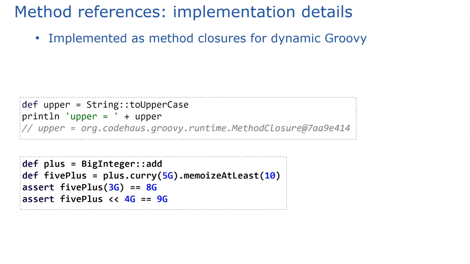The nice thing about that is I can use BigInteger double colon add, and then I can use all of Groovy's closure methods on that. I can go .curry, .memoize, and so on with that method reference, which you wouldn't be able to do in Java. The flip side is that Java would have a more efficient representation, and can represent that more directly in the bytecode.